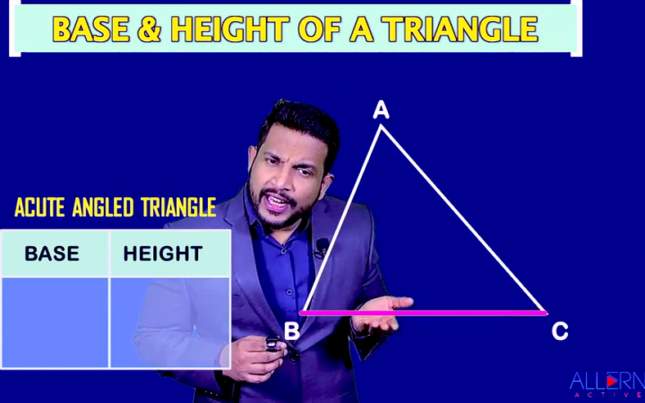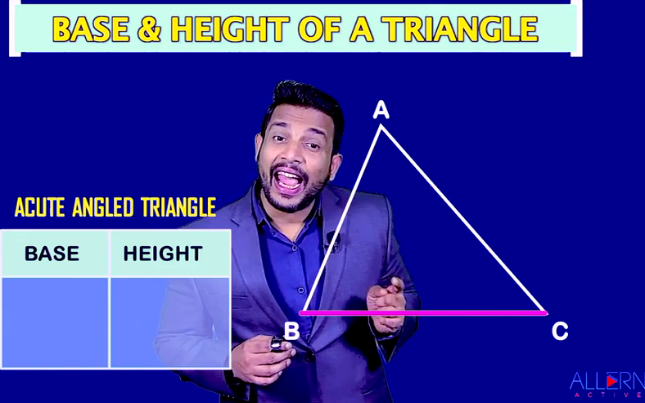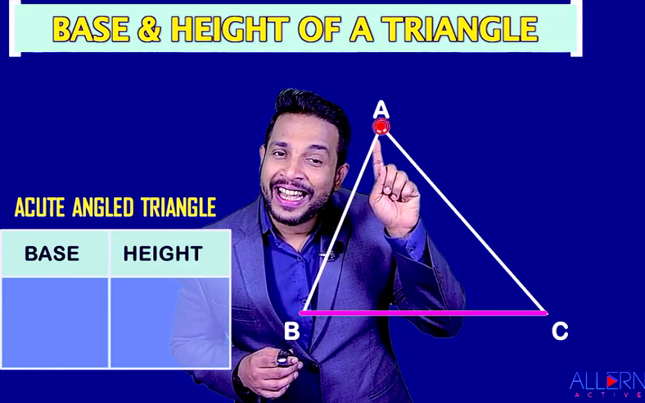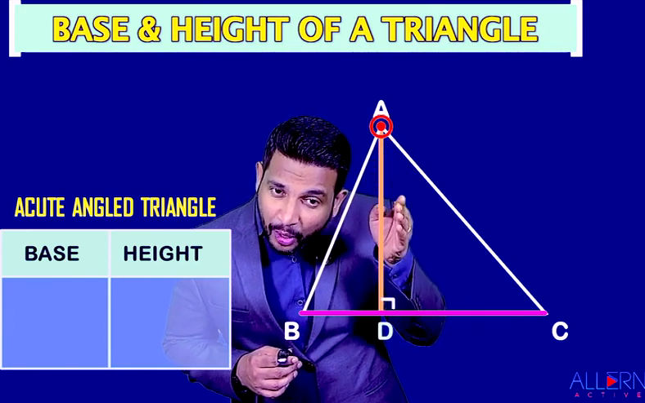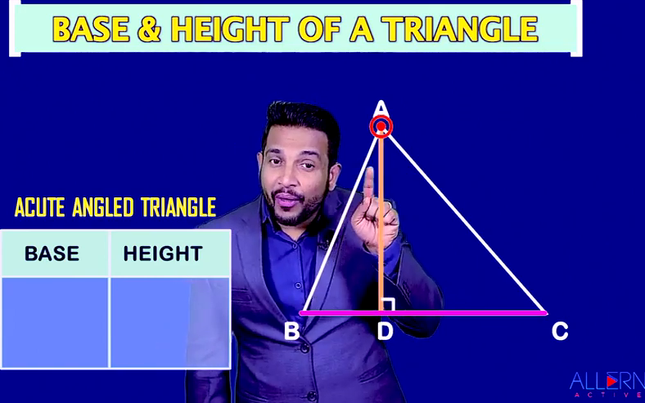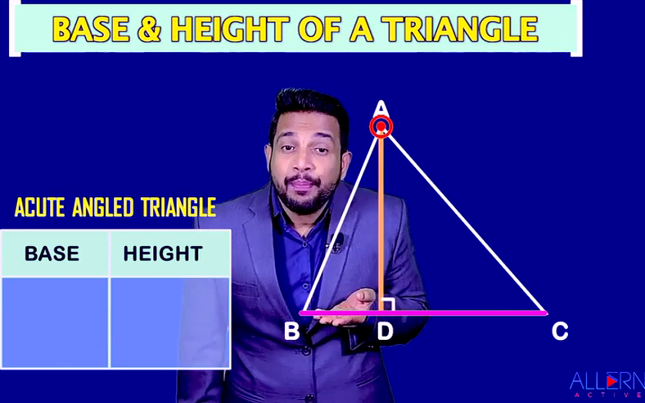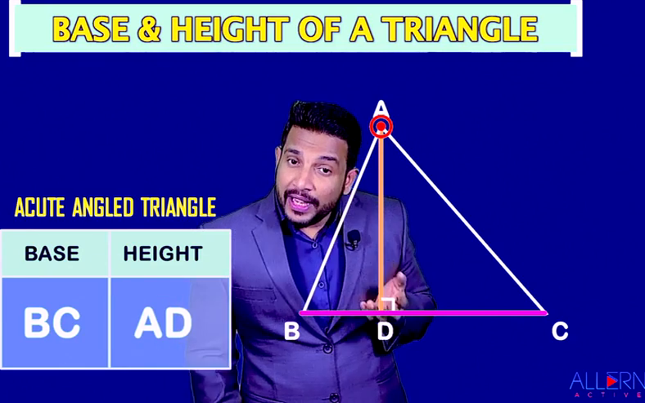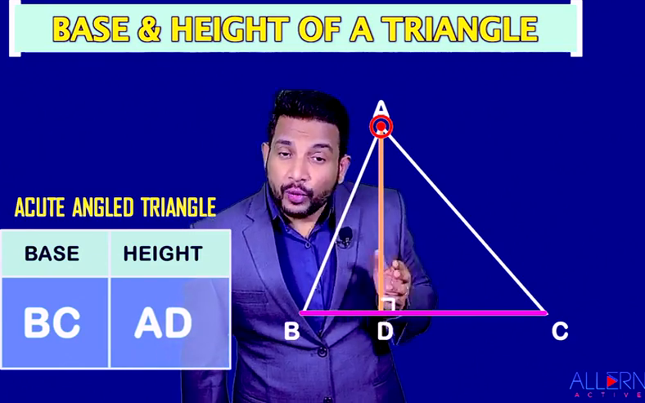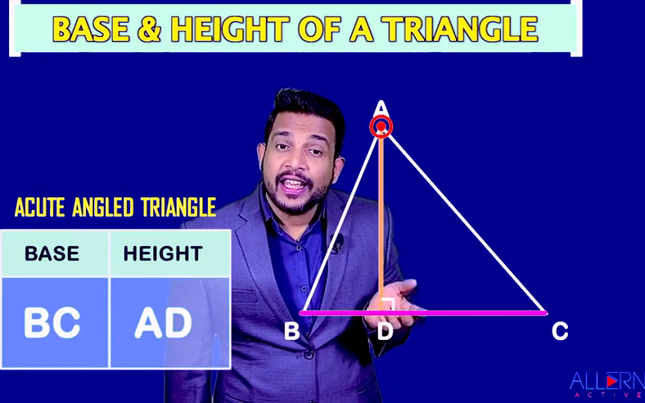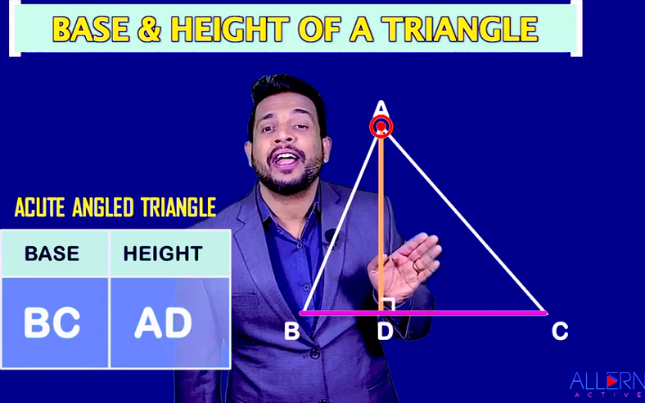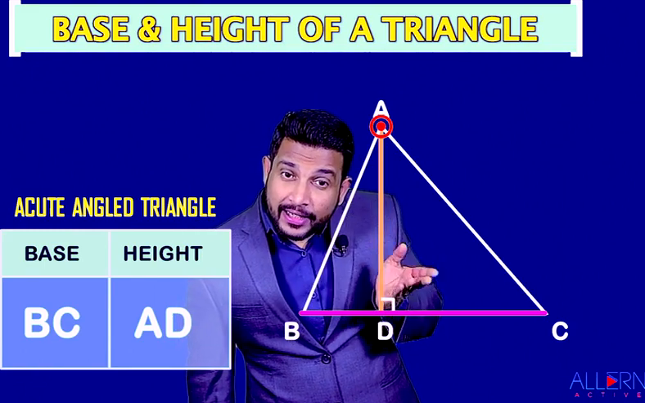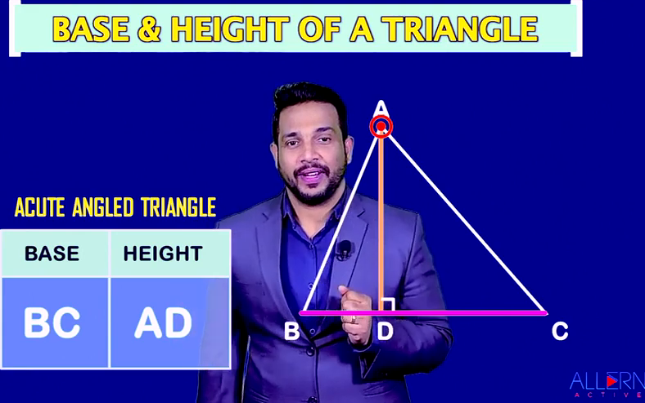If I consider BC to be the base, then its height has to be dropped from its opposite vertex. What is its opposite vertex? Yes, it is A. So from A, I drop a perpendicular. Now I know that AD is the height and BC is the base. For this base BC, AD is its corresponding height, and for height AD, BC is its corresponding base.